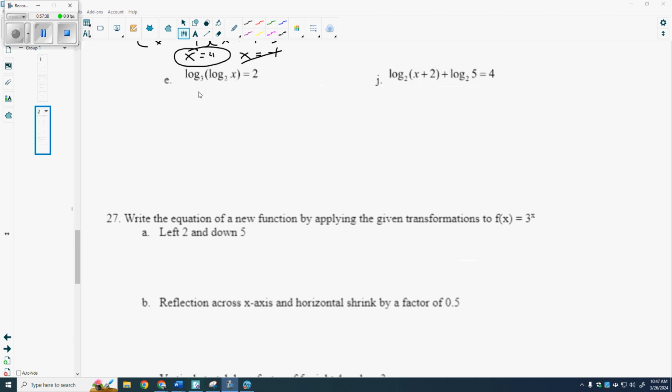I'm going to start on the outside one this time. Let's switch forms. 3 to this power equals that mess. So 3 raised to the second power equals the log base 2 of x. Well, let's do that really quick. 3 squared is 9.